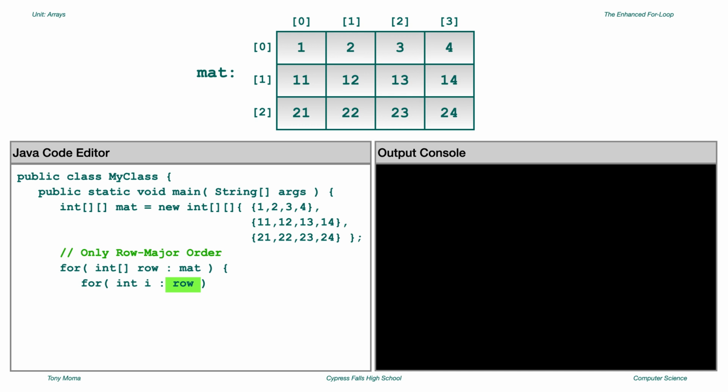Then, inside our nested for loop, if our goal is just to print out each value in the matrix on its own line, we'd simply type System.out.println and the variable i. Once again, all we would type is i because i contains the actual element, not the index of the element. When we execute this code, we get all of the values of the matrix printed out in row major order.